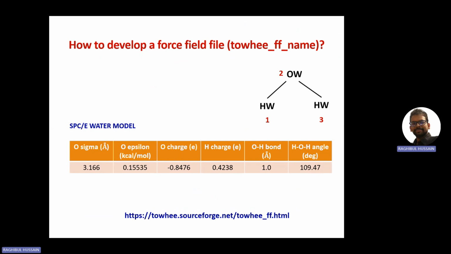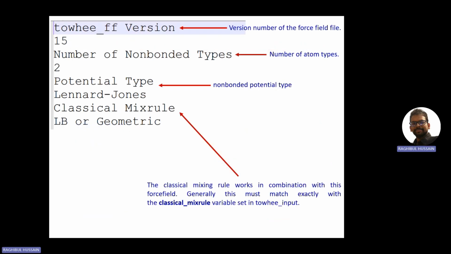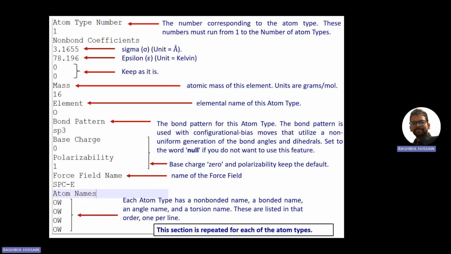0.15535. So this is kilocalorie per mole. You have to convert this into Kelvin. See, this Kelvin is not a unit of temperature. In simulation, Kelvin is a unit for energy, not temperature.